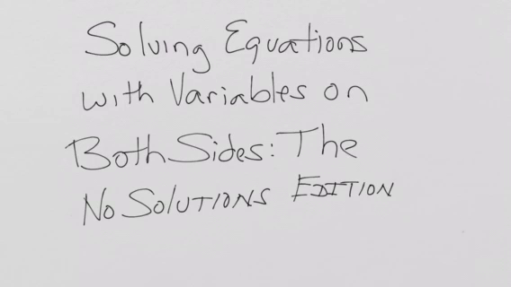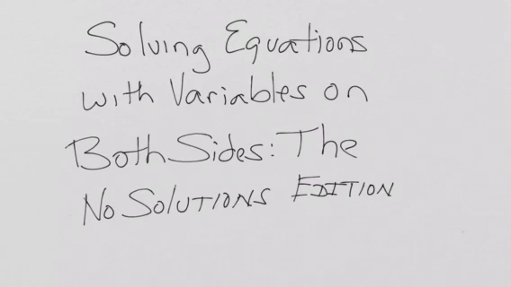Okay, today we're going to look at solving equations with variables on both sides, the no solutions edition. That's right, there's no answer for these problems. No, wait a minute, that's not what it means. There's an answer. The answer just happens to be there's no solutions, which means no matter what number you try, there's no number you can put in for x that will work.